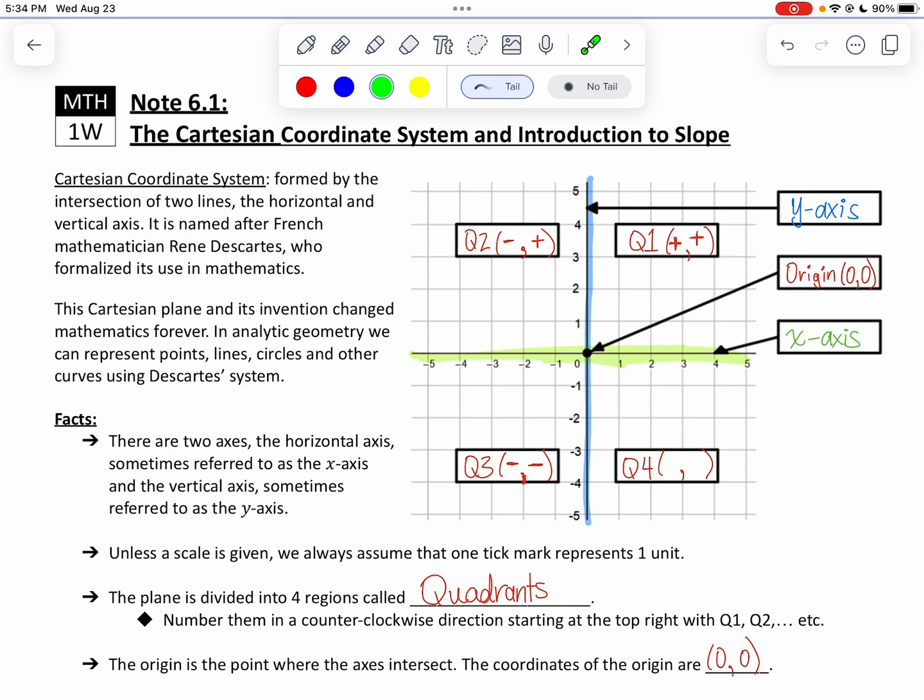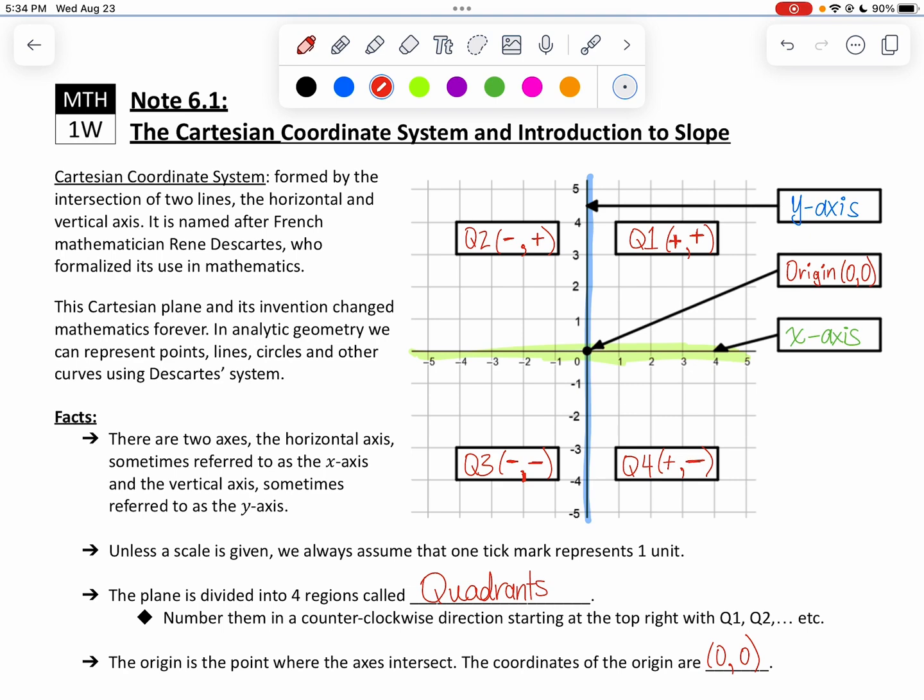In Q4, we're traveling into the positives on the x-axis, so our x-coordinate will be positive. However, we're traveling into the negatives on the y-axis, so our y-coordinate is going to be negative. So you can see that each quadrant has its own distinct coordinate pairs, and the coordinate pair positive and negative in the x and y positions should give us a good indication as to what coordinate we are in. So let's put this into an example.